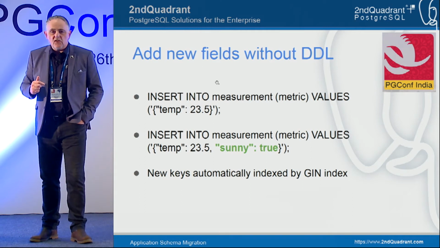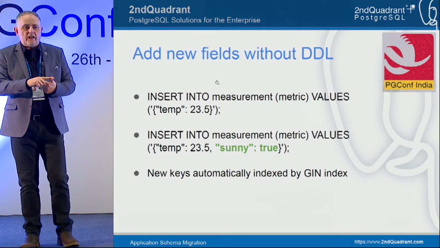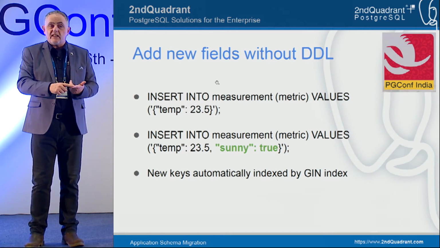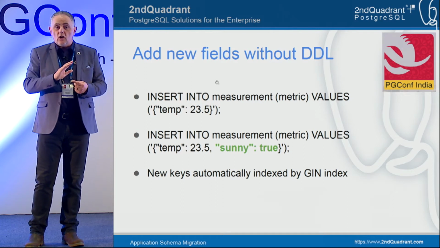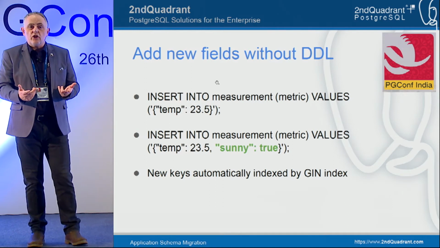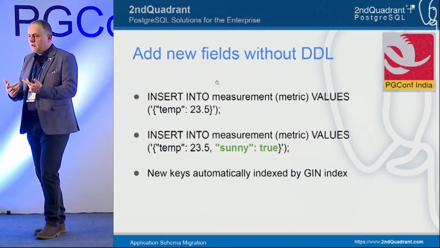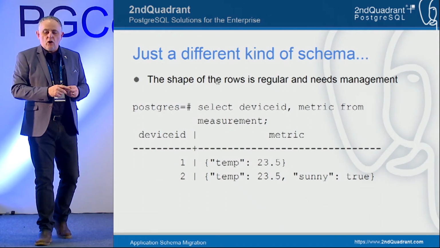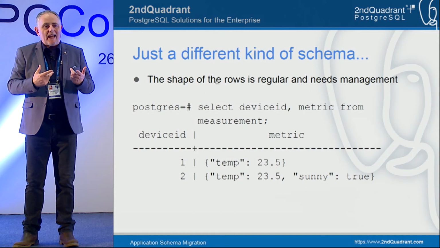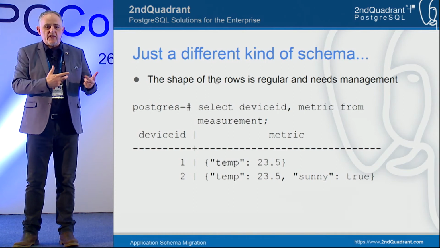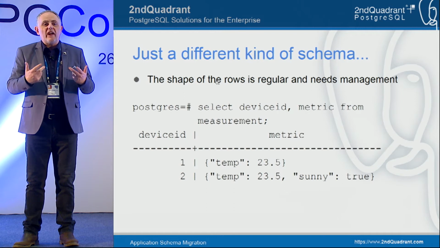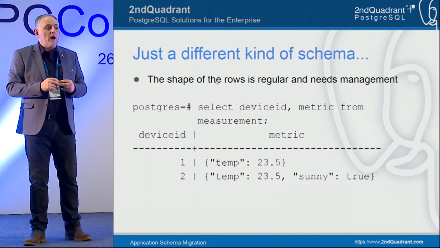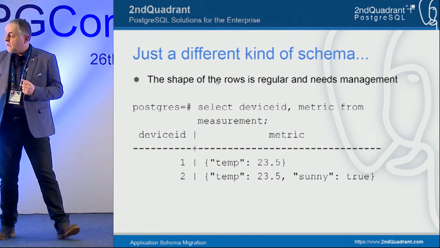Now, the good thing there is that I'm able to use the new field automatically, and also the new keys can be automatically indexed. So no DDL of any kind in order to introduce that type of change within your table. Now, that's great, but my view on that is that the regularity of your data within the database actually is effectively just a different kind of schema. And that requires you to manage that as well.